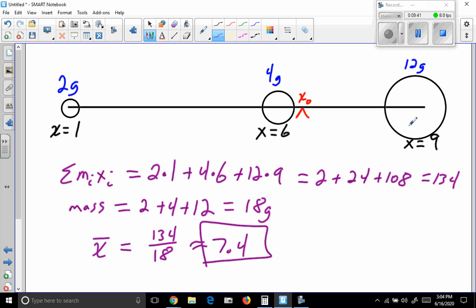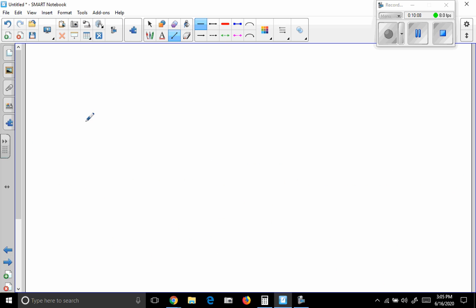Now that's in one dimension. I think in homework there's one where it asks you for the x and the y value. If all of that's in the x, then we can assume that the y value there is 0. So our balance point would be 7.4, and in the y direction we're not up or down any. So let's do one where we're in 2 dimensions.